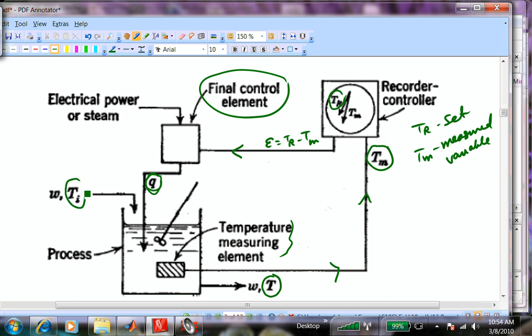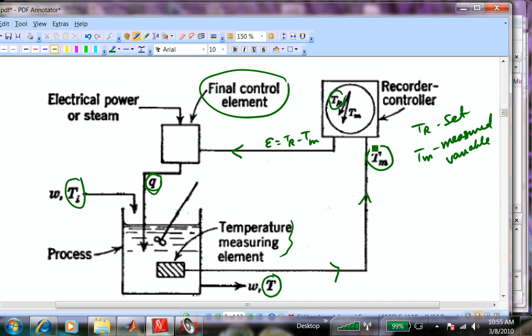It is coming in with a certain TI, and you want the output to be maintained at a constant temperature T, no matter where the disturbance is coming from. What are the sources of disturbance here? What could be a disturbance? Inlet temperature and flow. So the inlet temperature could all of a sudden change, and immediately the signal that is going to TM will change. The thermocouple will sense that and say, okay, departing from the set point TR, I need to take a corrective action. So if TA drops, I need to put in more heat. If TA increases, I need to reduce the heat.